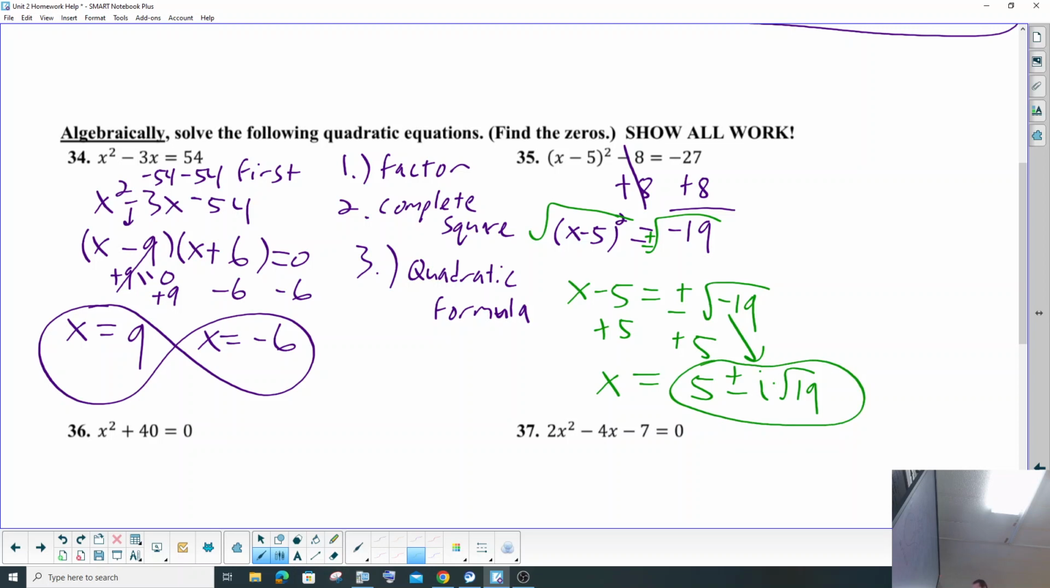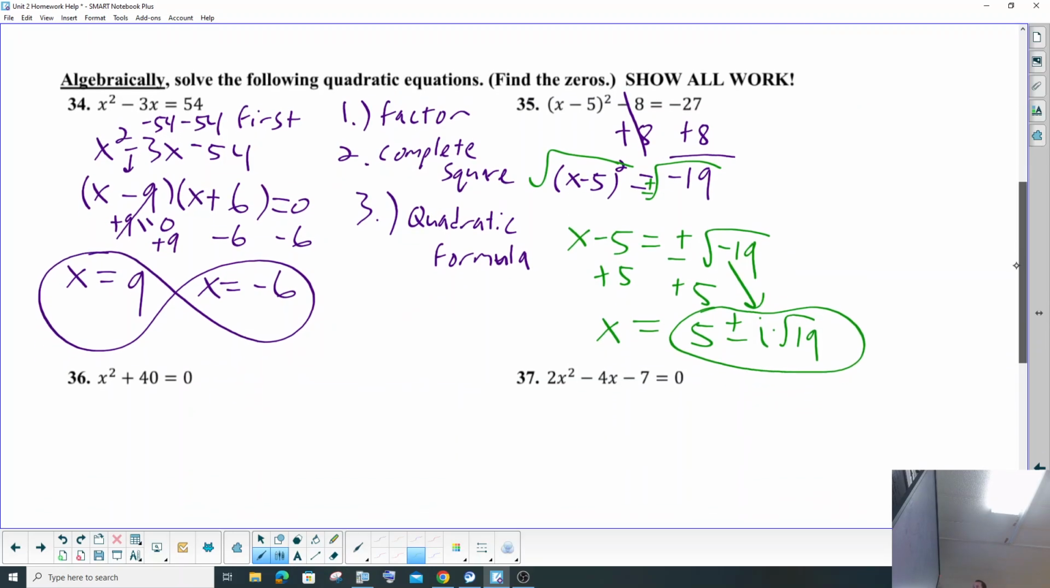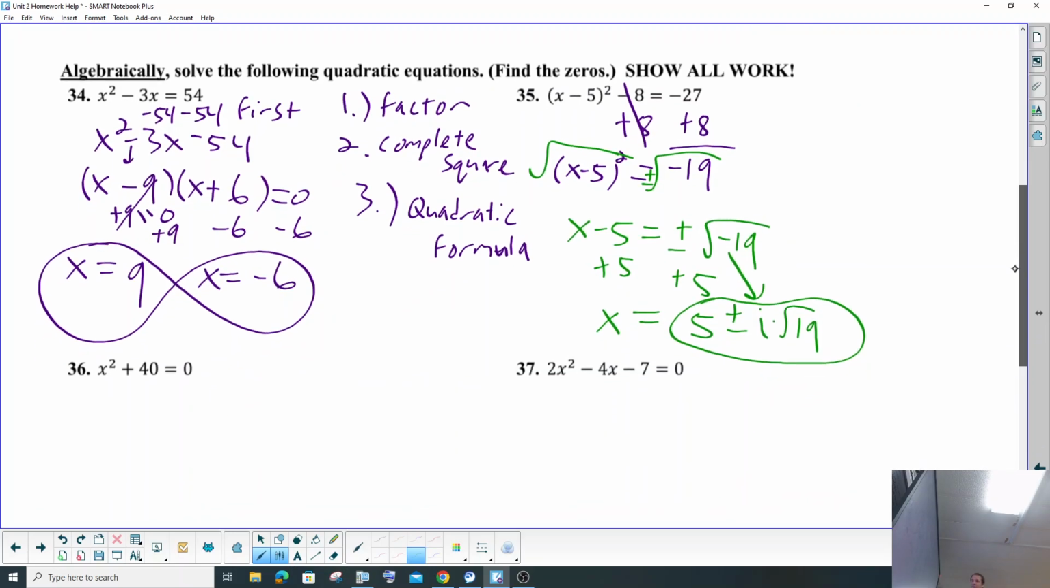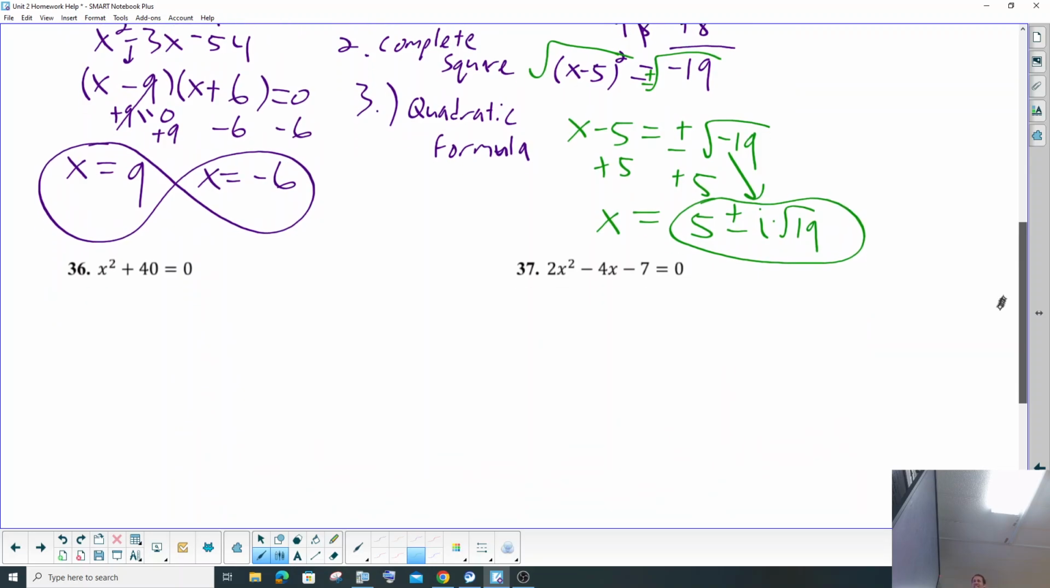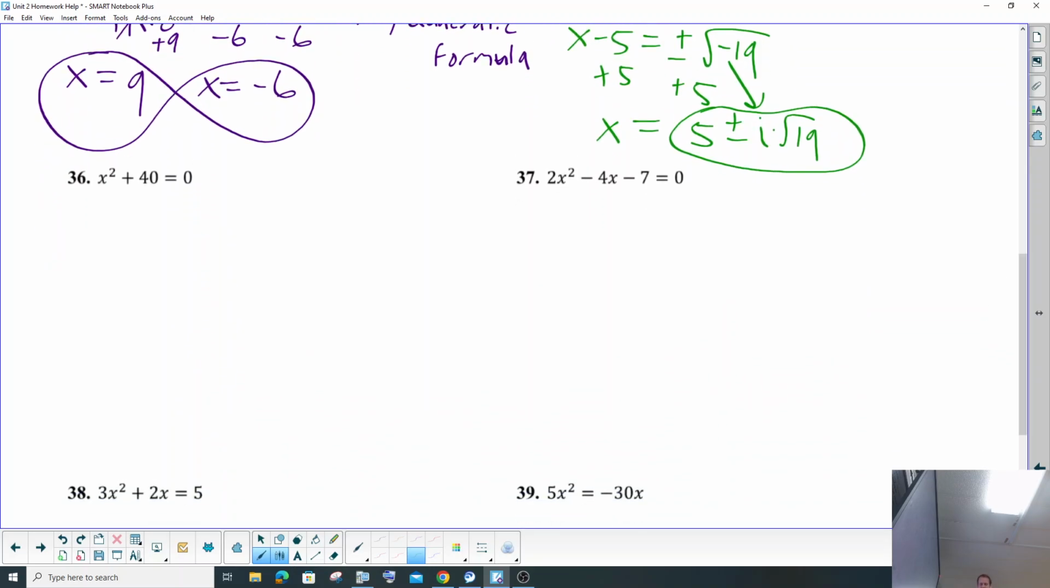Beautiful. So then, don't forget that you're either going to complete the square and solve by square rooting both sides, or you're going to factor it. Let's see here, minus 40. So we get x squared is equal to negative 40. Good. We're going to square root both sides.